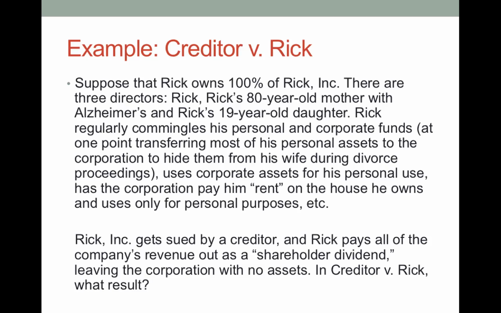Here's an example. Suppose that Rick owns 100% of the stock of Rick Inc., and there are three directors: Rick's 80-year-old mother who has Alzheimer's, and Rick's 19-year-old daughter. And if you think I'm kidding, think again.